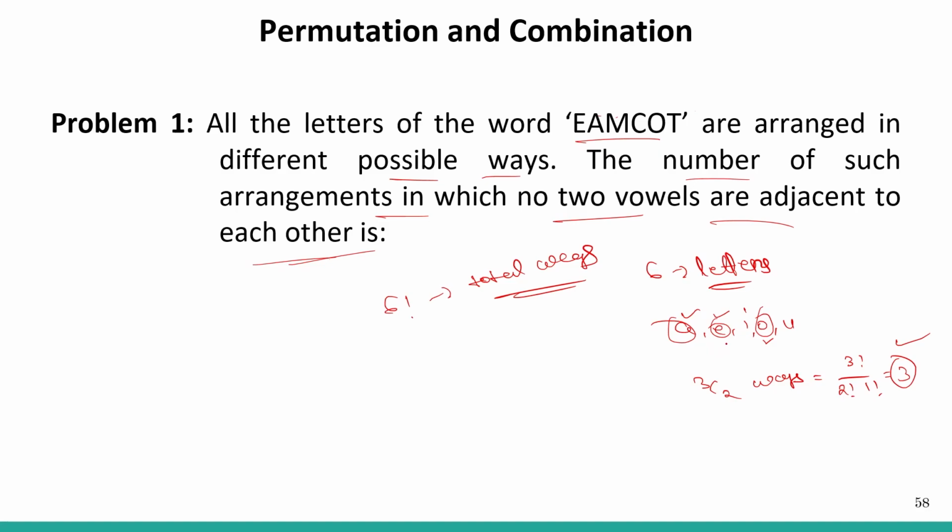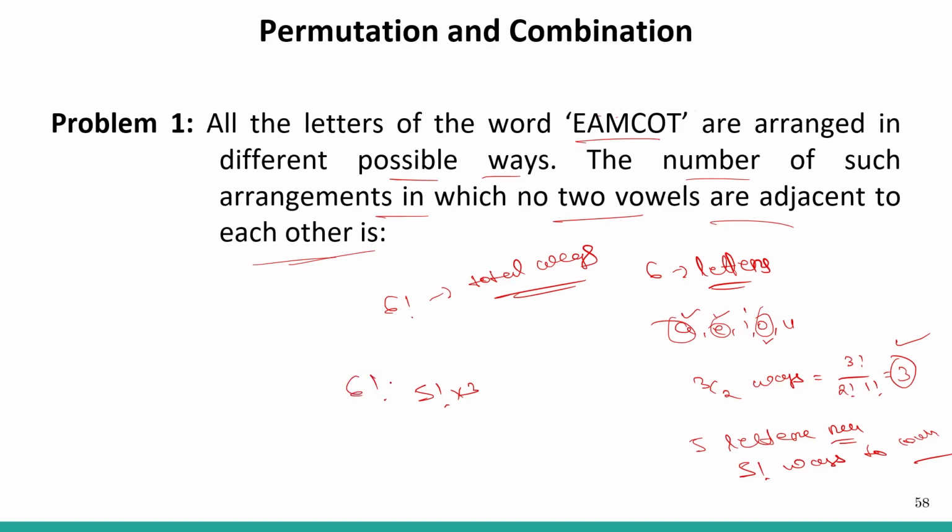So 6 factorial are the total ways, and in 3 ways I can choose 2 from these 3 options. Let's then treat those 2 as 1. How many letters will be there? There will be 5 letters remaining after treating those 2 as 1, so 5 factorial ways are there to construct that word. So it will be 5 factorial into 3.